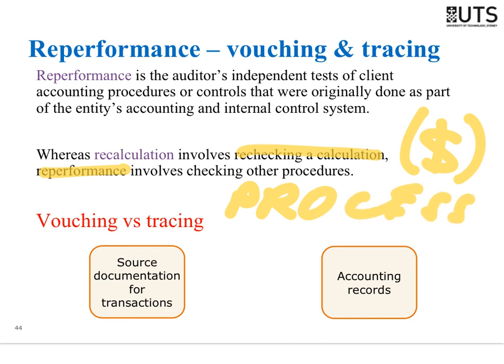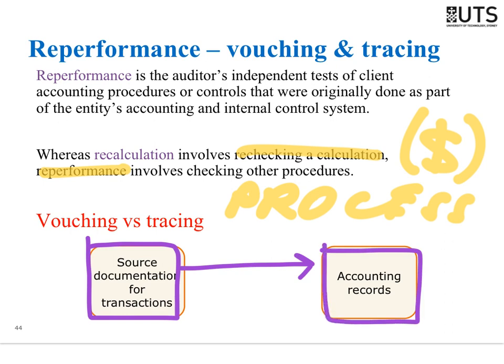Because I'm running out of time, I'm just going to do this one here. When you go from a source document, like a customer sales order or a sales invoice, and you match that against the accounting record, so you match that against the journal, ladies and gentlemen, that procedure, and I'd like you all to write this down, is called tracing. Tracing is when you start at the beginning of the process and trace through the process to match it to the journal at the end.